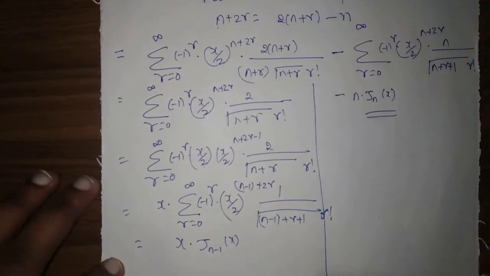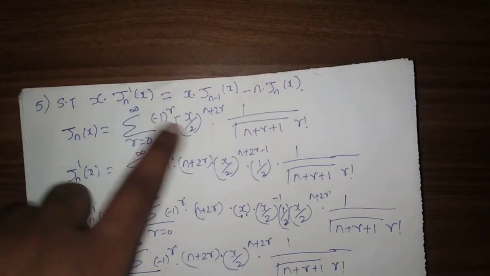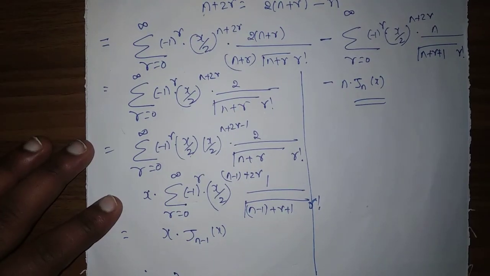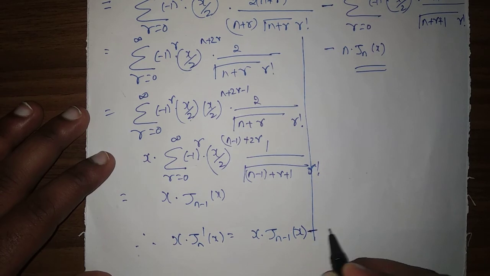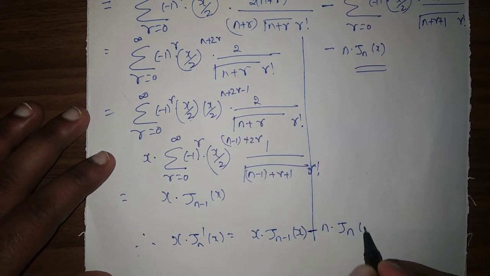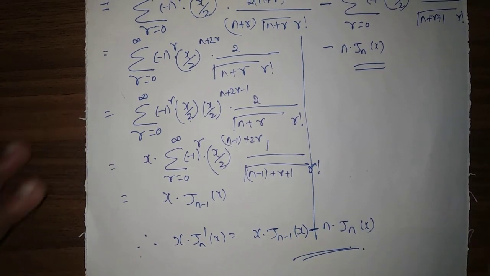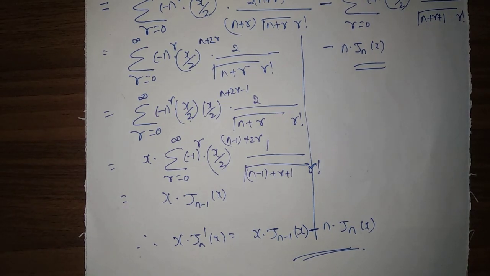So therefore this property is satisfied. x into Jn dash of x can be written as x into Jn minus 1 of x minus n into Jn of x. So if you have any doubts, you can just rewind the video and pause wherever you didn't understand, and you can go through the property.